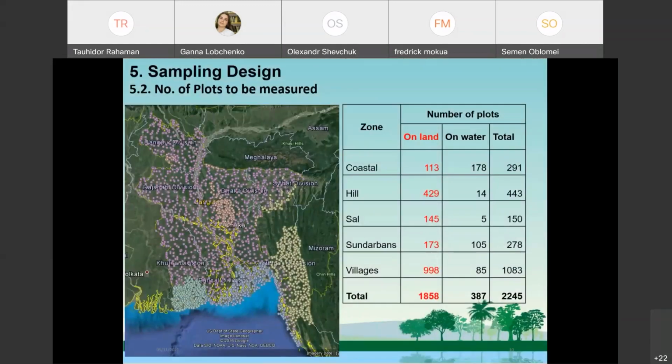On the left side, we can see the distribution of our sample plots. Different colors represent the zones of Bangladesh. For example, in the coastal zone we had 113 sample plots on land, and in another zone 173 on land and 85 in water.